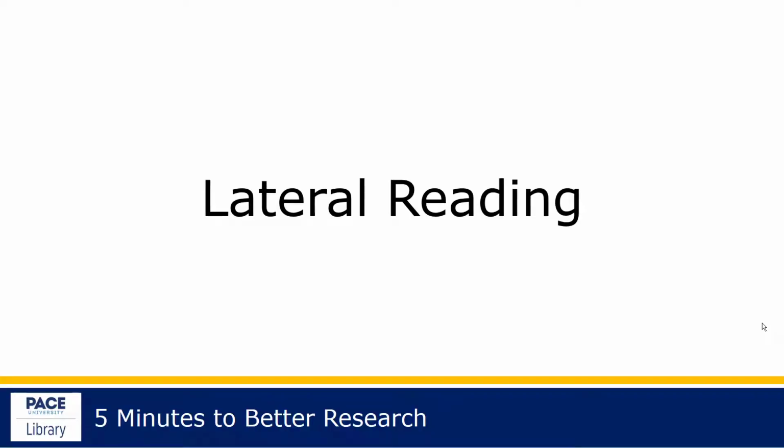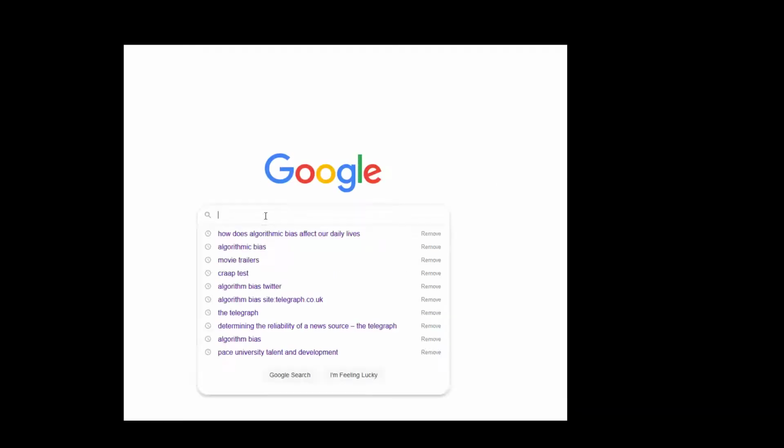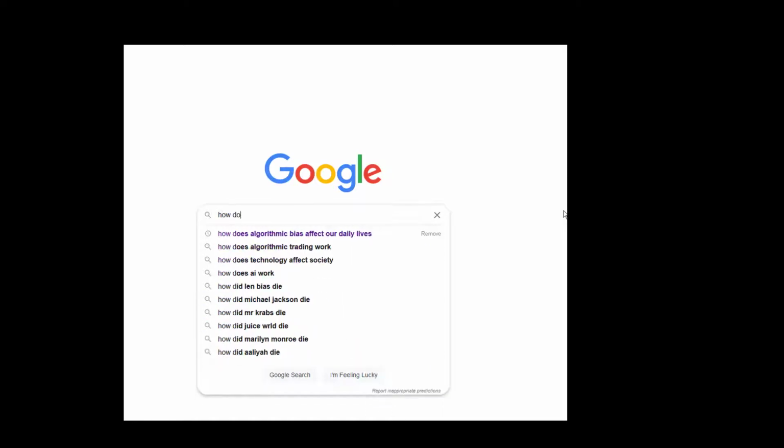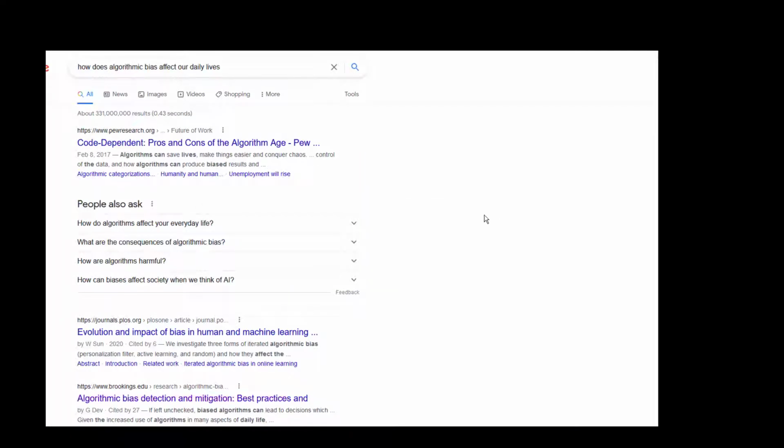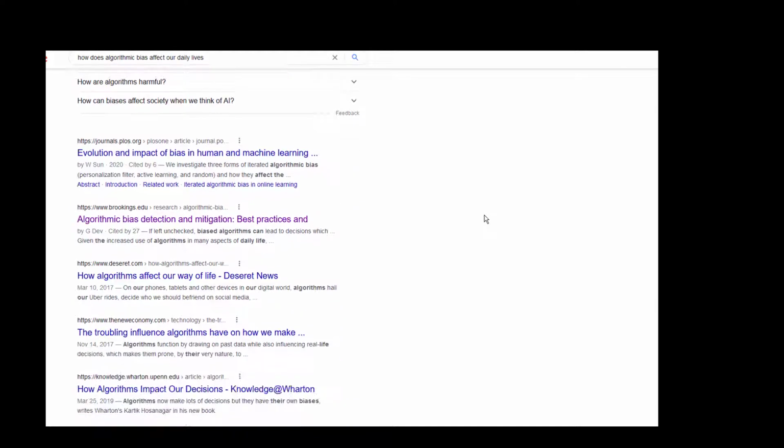In this video, we will discuss the strategy of lateral reading for evaluating information sources on the web. When you are searching for information online, you frequently get back millions of results that you must sort through. And in addition, just by being part of our digital ecosystem of apps and platforms, information seeks you out and is customized by algorithms.